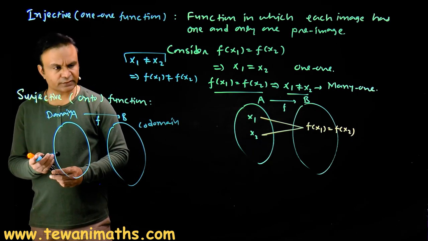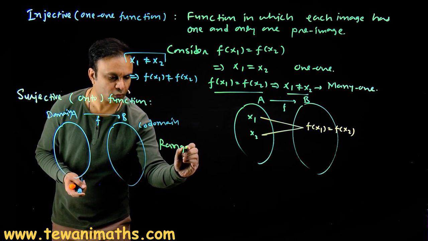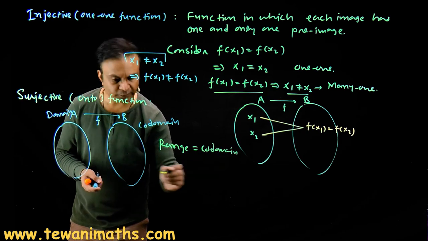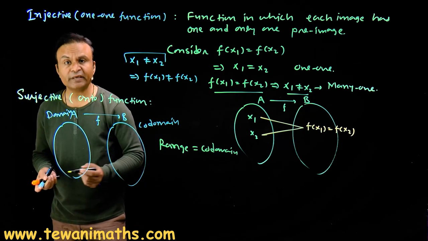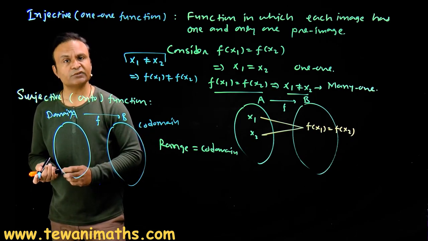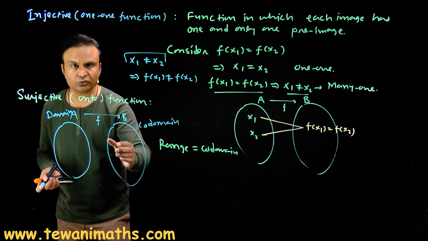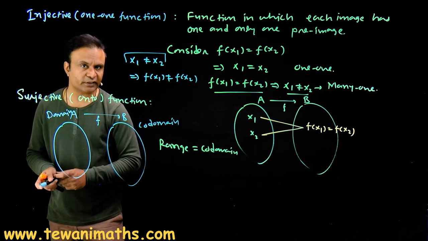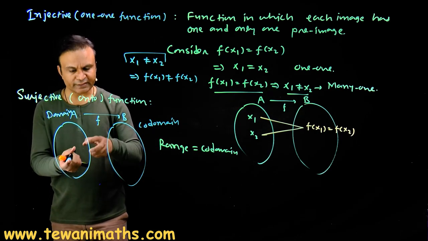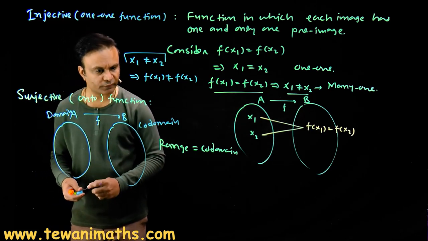Now function is surjective if range of function is equal to codomain. That means each image in set B has a pre-image. यहाँ पे कोई भी ऐसा इमेज नहीं होना चाहिए जो किसी प्री इमेज के साथ कनेक्टेड नहीं है. हर इमेज को यहाँ पे कोई ना कोई प्री इमेज है, तो फंक्शन उस टाइम पे क्या हो जाएगा? ऑन टू फंक्शन. The range is perfectly on the codomain, that's why we call this onto function.